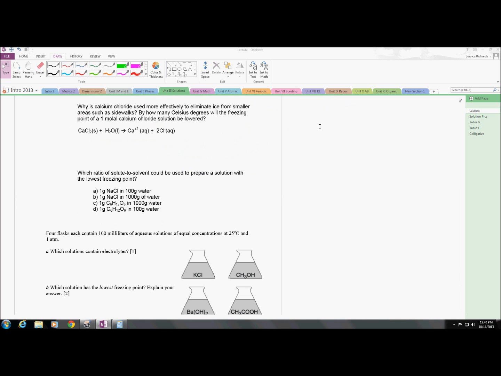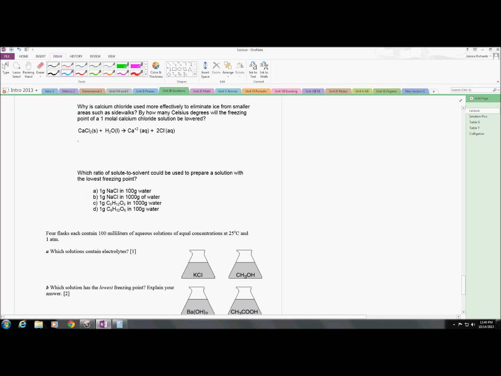Last thing is some practice problems using colligative properties. What types of things will they ask me on my test? So let's read this first question. The first question says, why is calcium chloride used more effectively to eliminate ice from smaller areas such as sidewalks? How many degrees Celsius will the freezing point of a 1 mole calcium chloride solution be lowered? Now remember, I told you they're going to use mole because we're technically measuring this in kilograms instead of liters, but that is the same thing, so don't be confused by that.